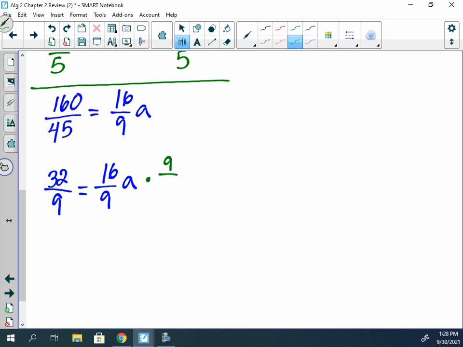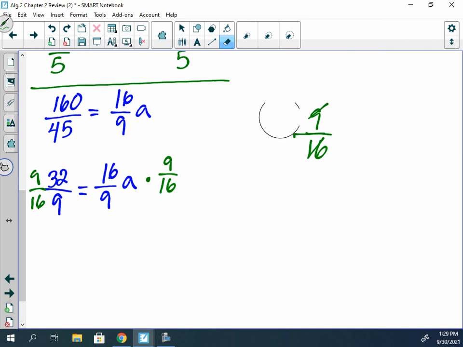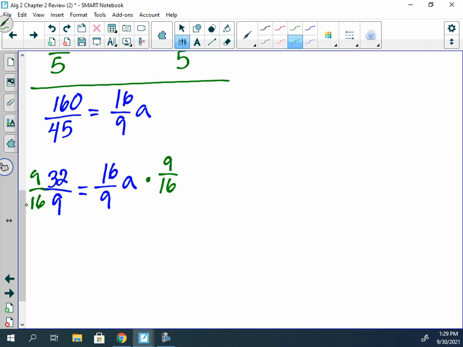Or we can multiply it by 9 over 16. Because here, if we multiply straight across, the 9 and 9 would cancel. The 16 and 16 would cancel, leaving us with 1a. So all that would cancel out if we multiply by its reciprocal, which would give us a. Incidentally enough, the 9 and 9 would cancel, and 32 divided by 16 is 2. That equals 2.